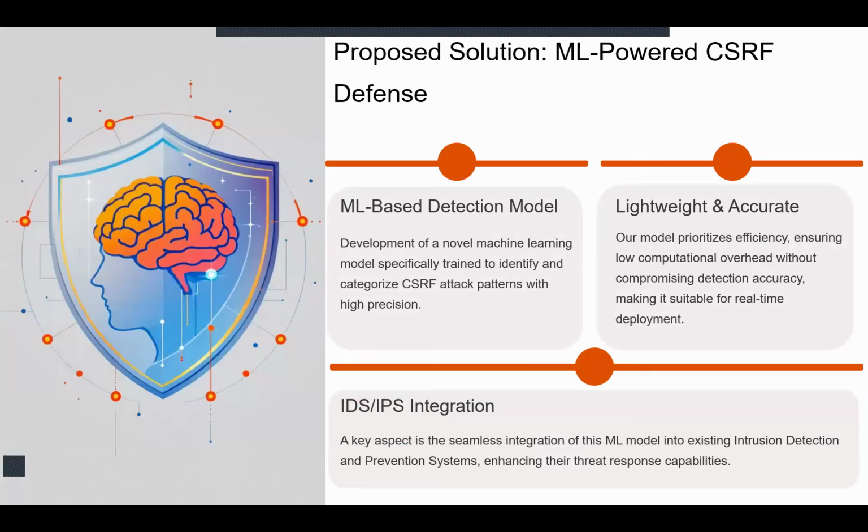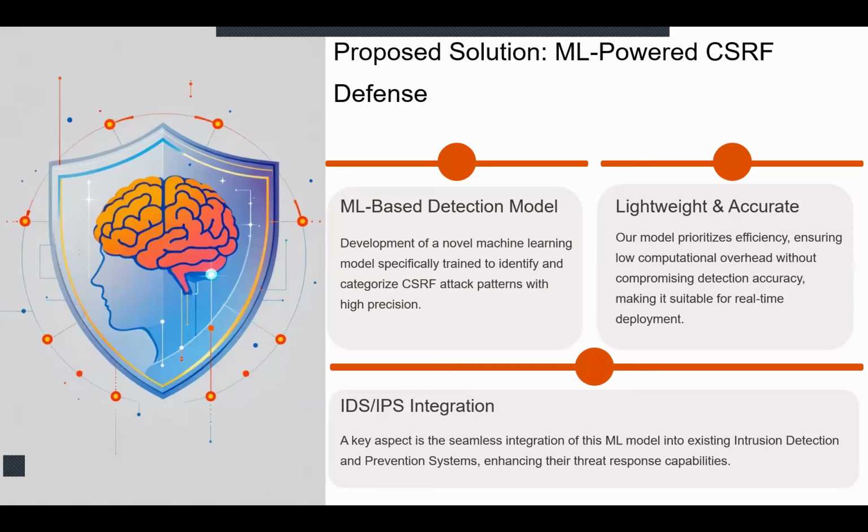So my proposed solution is, as you know, an ML-powered CSRF defense. Why did I choose ML? Because normal traffic analysis is very difficult. We need something that is trained on data and can identify, and obviously there is no he or she, so machine learning can train on data sets and then identify with more accuracy. It's also lightweight, and the concept is very clear.